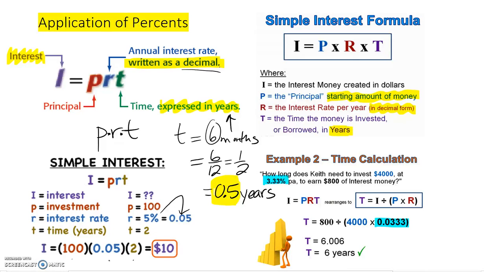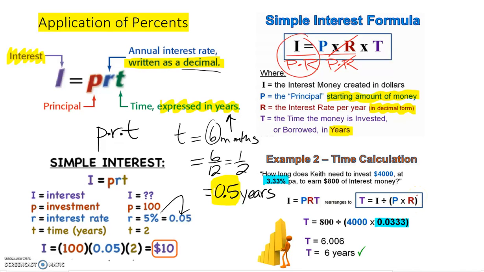So the second thing is they want to know time. How much time? And what we're going to have to do first is solve for T. And to do that, what are we going to have to do? We're going to have to divide by P times R on both sides. P times R goes to 1, and we are left with interest, or I, divided by P times R. And that's exactly what they do here. Time equals I divided by P times R. They just wrote it differently.